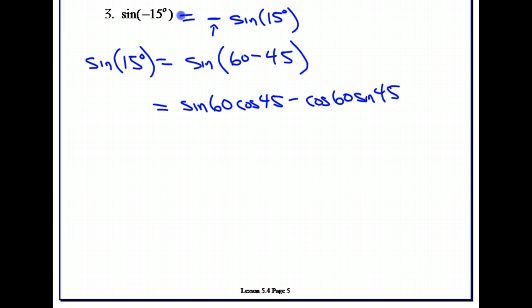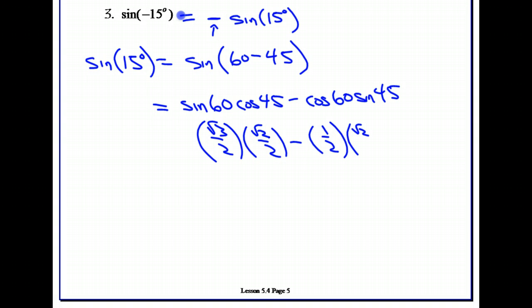And at this point, it's just a matter of looking things up in your table. Sine of 60, square root of 3 over 2, cosine of 45, root 2 over 2, cosine of 60 was a half, sine of 45, root 2 over 2. Same rules with square roots as before. I have square root of 6 minus square root of 2, whole thing over 4.